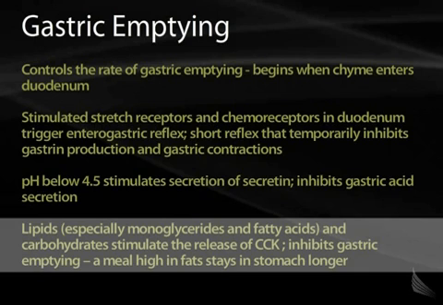There are therefore 3 different mechanisms that are present to control the rate of gastric emptying after chyme enters the duodenum. The enterogastric reflex, which is stimulated by stretch, secretin, which is stimulated by low pH, and cholecystokinin. All of these inhibit gastric emptying.